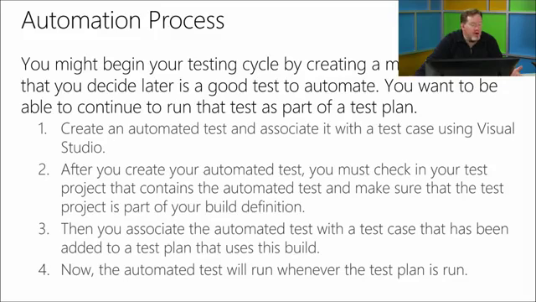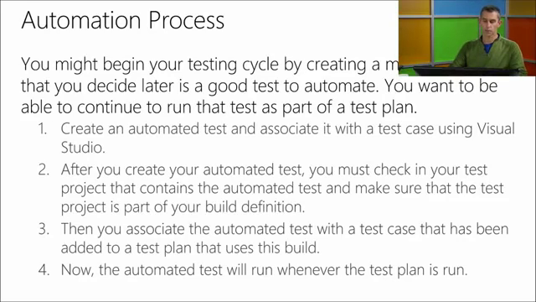So as we think about the automation process, how do you get from a manual test case to deciding that you want to move to an automated test case? What are some of the steps you have to think about? Well, you have to think about the cost-benefit analysis of making that move. Once you've decided on it, you're going to lay out that test case and put a lot of thought into it. You're going to create that automated test case. You're going to check your test project, make sure that the test project is part of the build definition. You're going to associate the automated test with that build, and now the automated test is going to run whenever the build is kicked off.